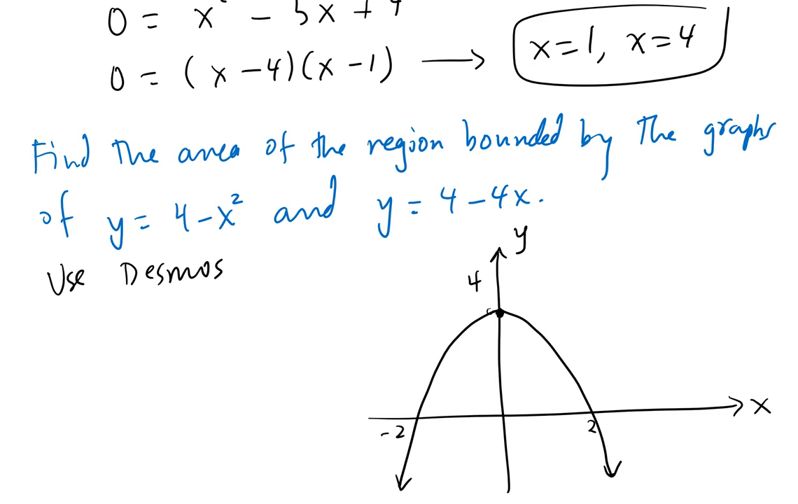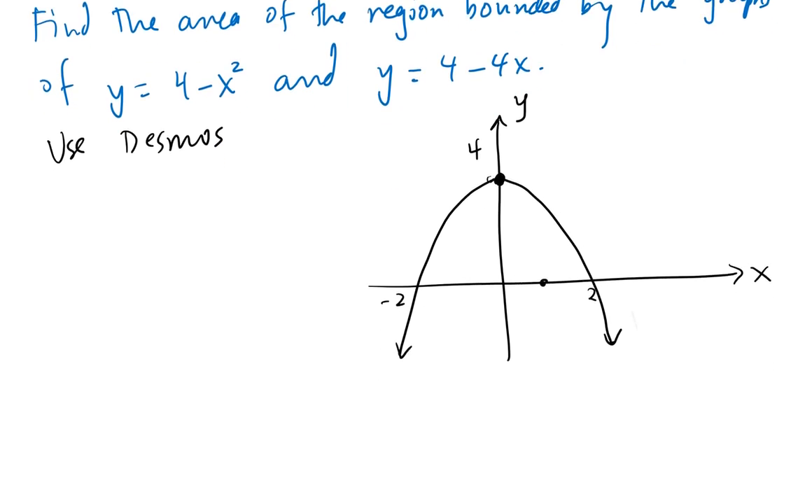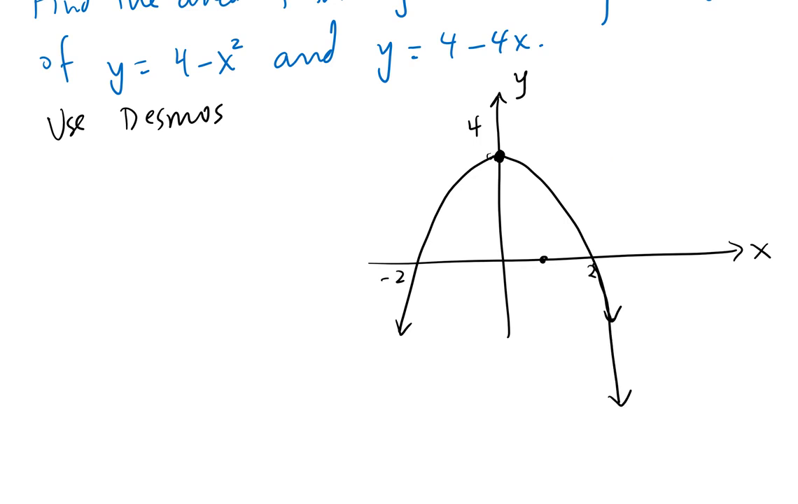The other one, if x is 0, y is 4. If y is 0, x is 1. It's a straight line. So the region bounded by the two graphs is this. Again, if you don't want to graph it, it's okay, but it's good to see it.